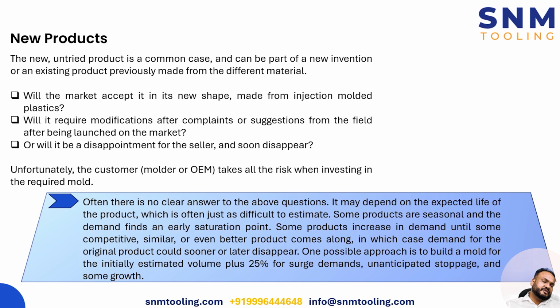So, in such cases, a better approach will be to build a mold which is capable of meeting that demand plus or minus 25%, right? There is some kind of tolerance, so that if the demand surges, it can at least meet that 25% of the surge. And if the stoppage is unanticipated and the product fails, then also the loss is not that substantial, right? So a very careful decision has to be made. Different choices exist, but the best possible choice is at the discretion of the molder or the customer.